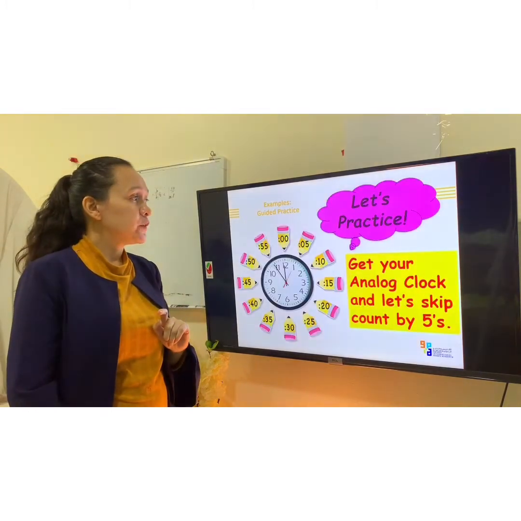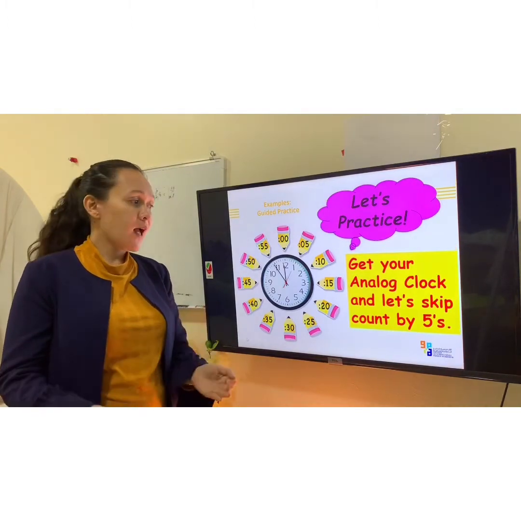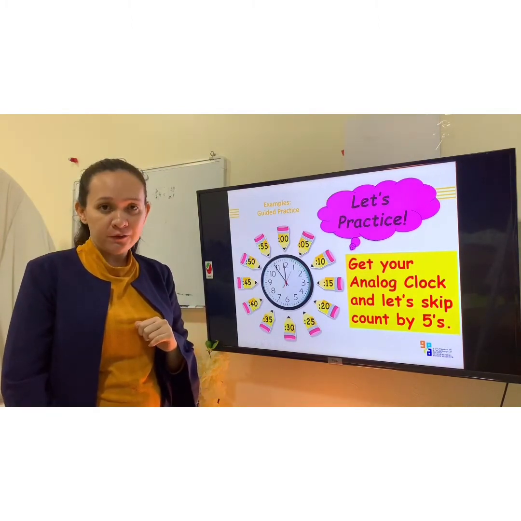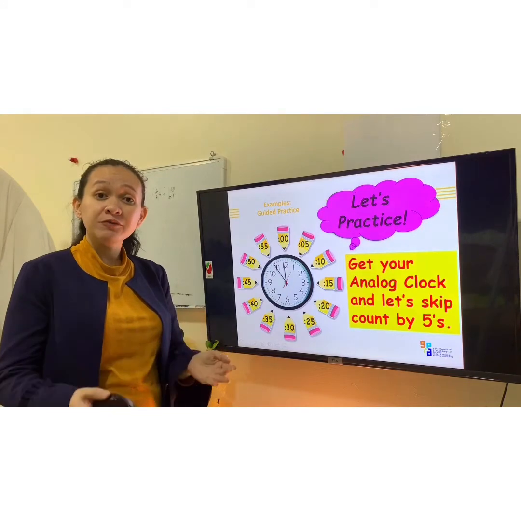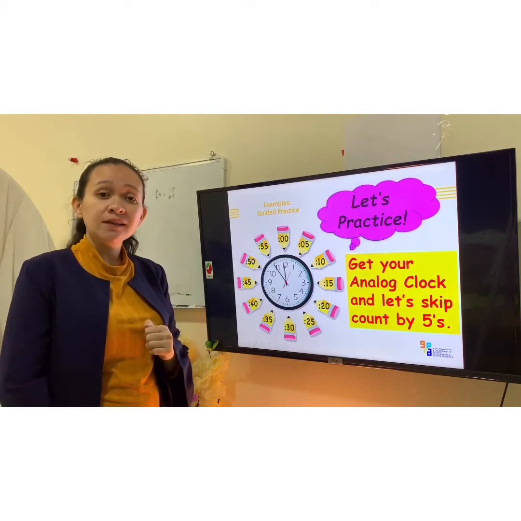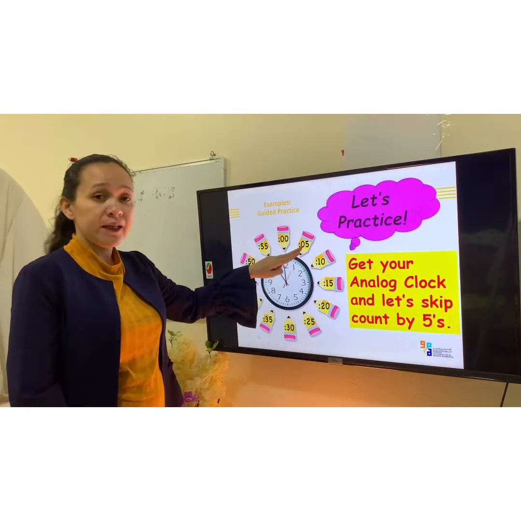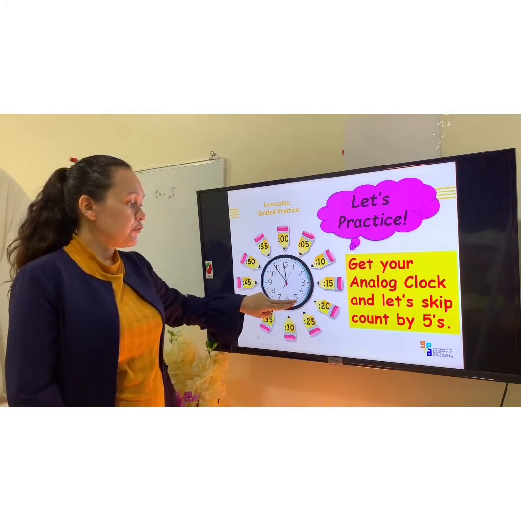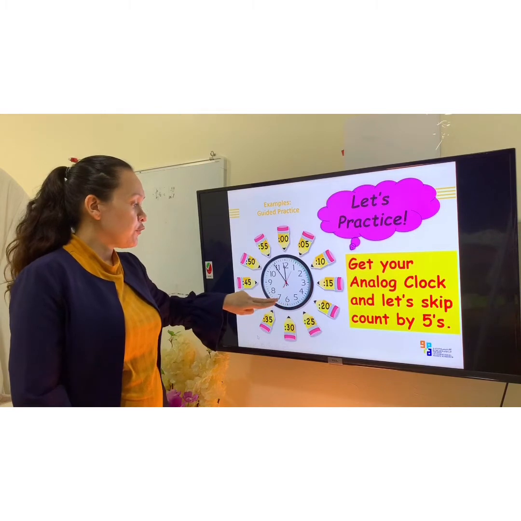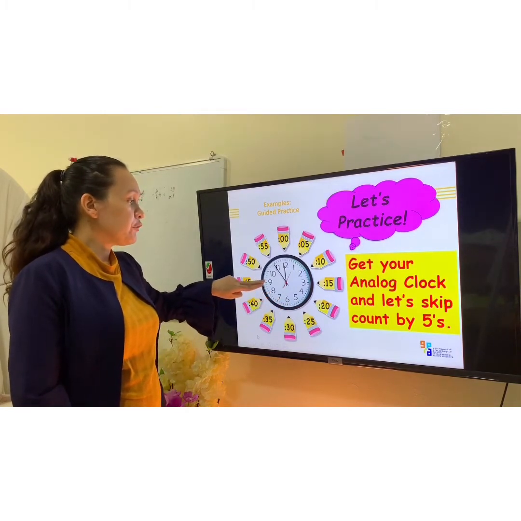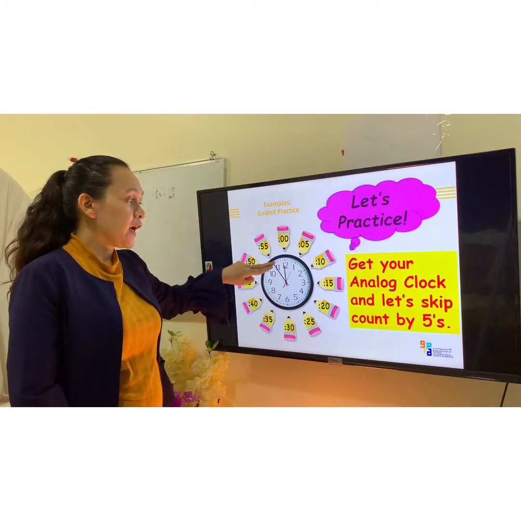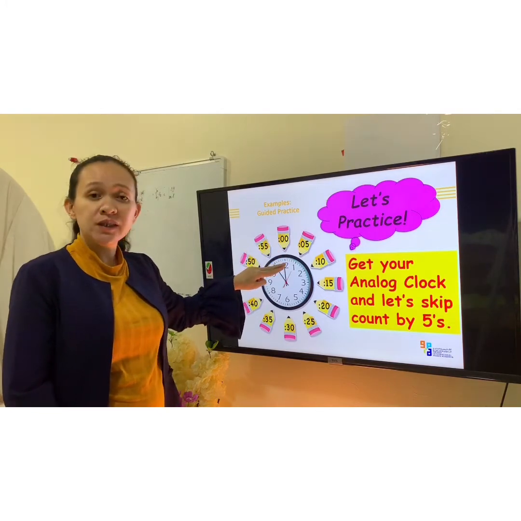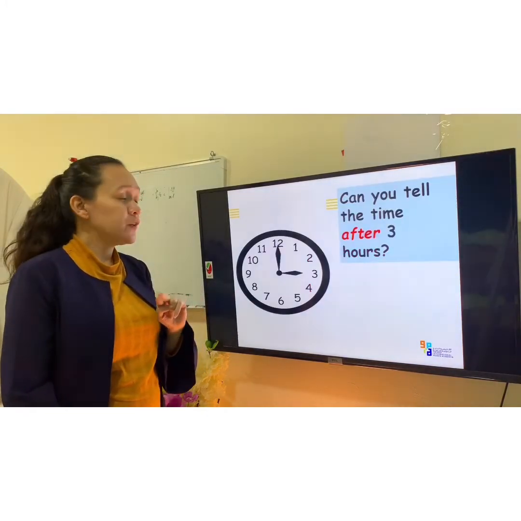Now let's move. Get your analog clock and let's keep count by 5. Do you have the analog clock now? Now let's start counting. 5, 10, 15, 20, 25, 30, 35, 40, 45, 50, 55, and then let's go back to 0.